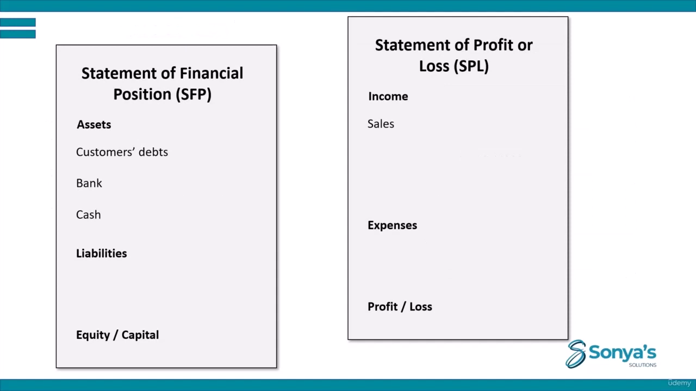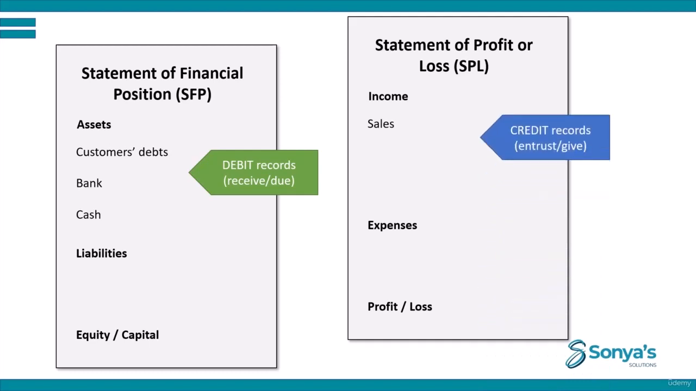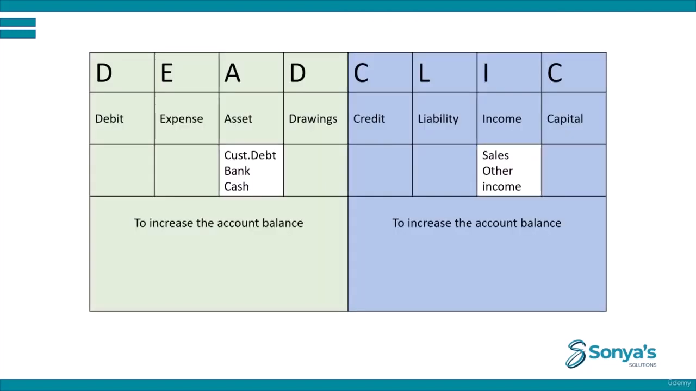Let's first remind ourselves that the asset accounts listed are debit records and are recorded in the statement of financial position. The sales account is an income account and is recorded in the statement of profit or loss. We learned a useful mnemonic, DEADCLIC. Debit expense, asset and drawings accounts to increase the account balance. Credit liability, income and capital accounts to increase the account balance. To reduce an account balance, make an opposite entry in the account.